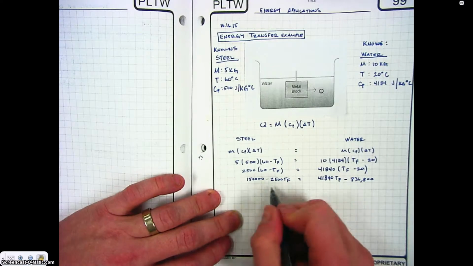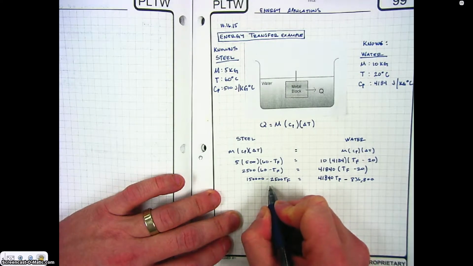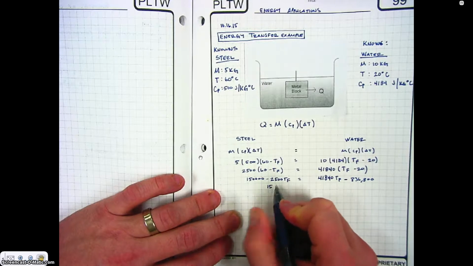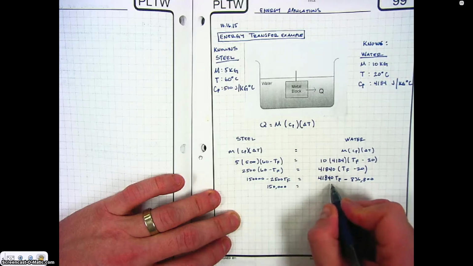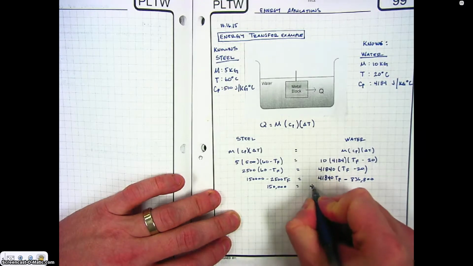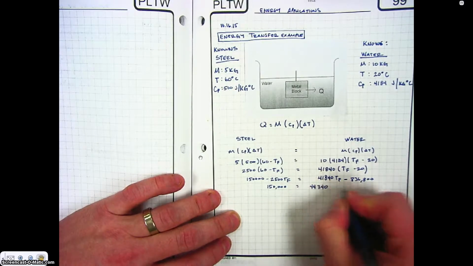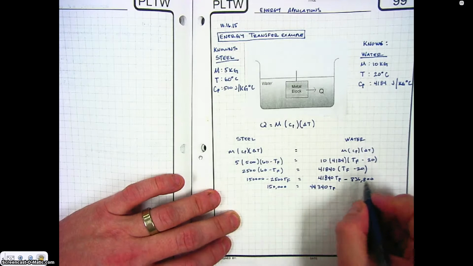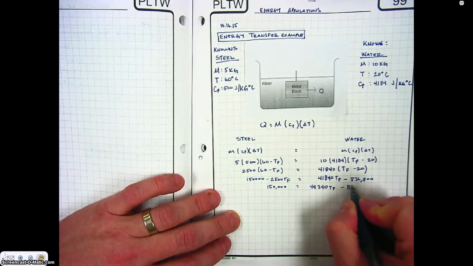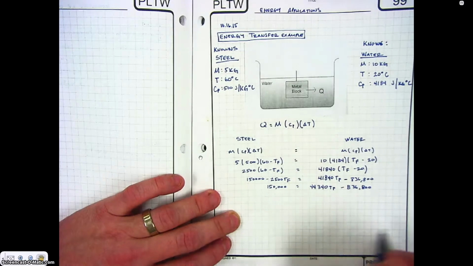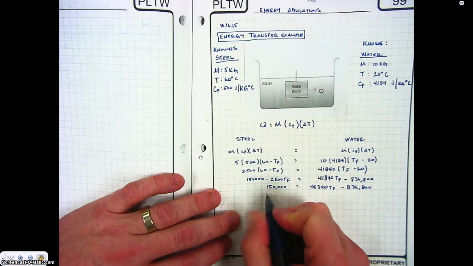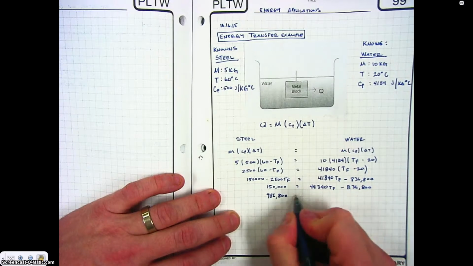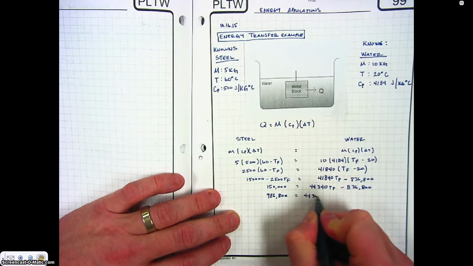We add 2,500 TF to get the variables on the same side. We have 150,000. We add 2,500 TF to this, and we get 44,340 TF minus 836,800. Add 836,800 to the other side, and we get 986,800 equals 44,340 TF.